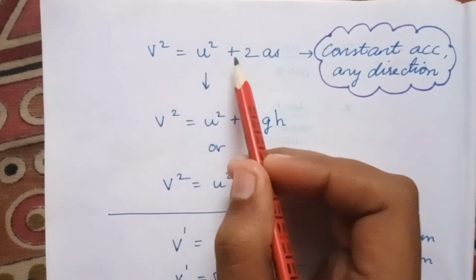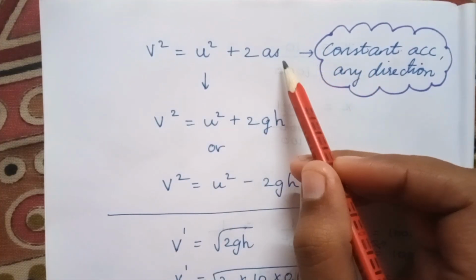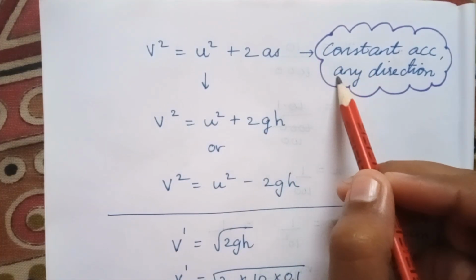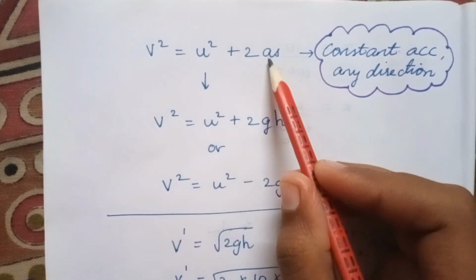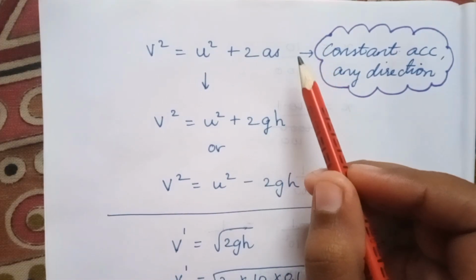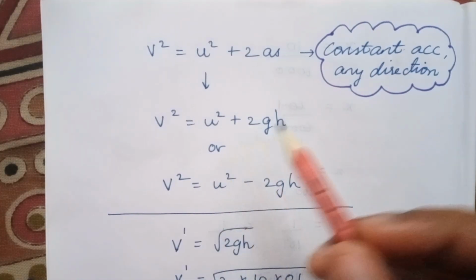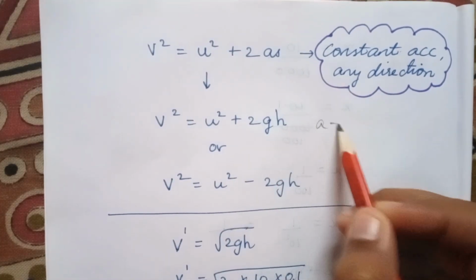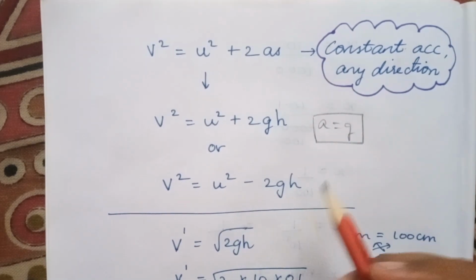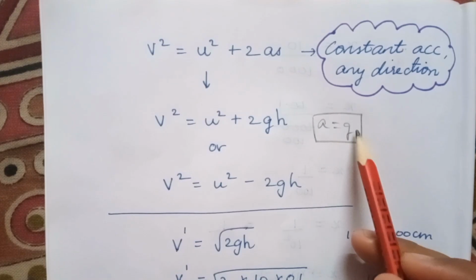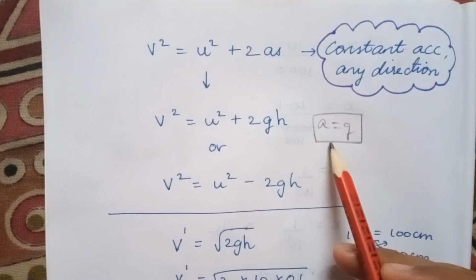So v square is equal to u square plus 2as. The condition for using this formula is that the acceleration should be constant, and it can be in any direction. Acceleration can be gravity or any other acceleration, but it should be constant. Here, a is equal to g, a free falling object. A is equal to g means the object's acceleration is equal to the acceleration due to gravity.